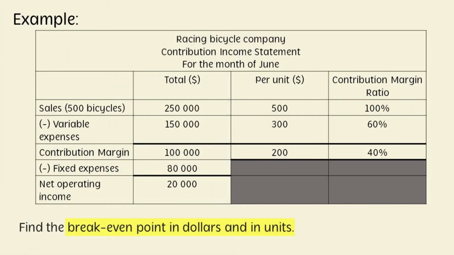The question gives us the contribution income statement of the racing bicycle company for the month of June. We have the total sales of the bicycles, which is around 500 units, and we also have the contribution margin ratio to help us solve this question. The question requires us to find the break-even point in dollars and in units. Let's try to solve this question by using the first method, which is the equation method.